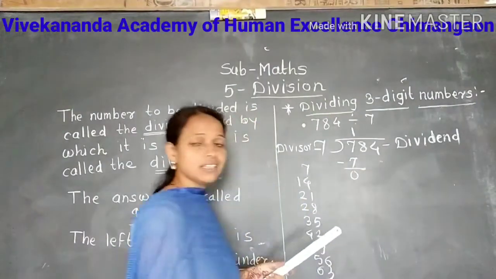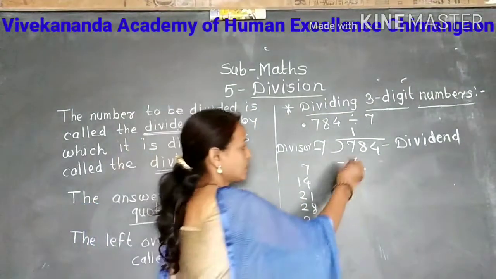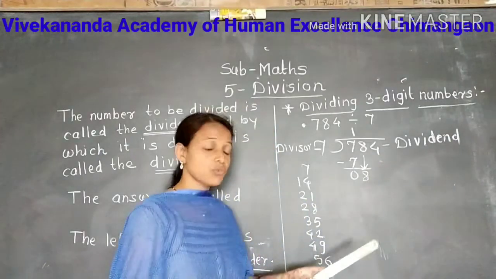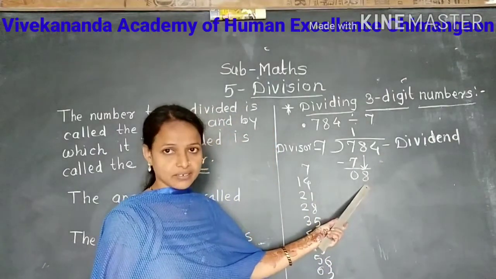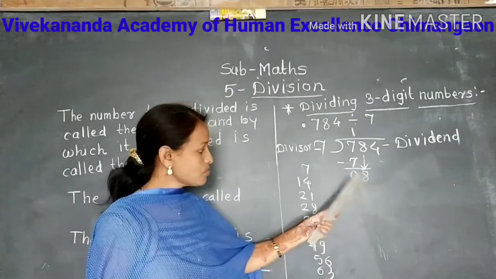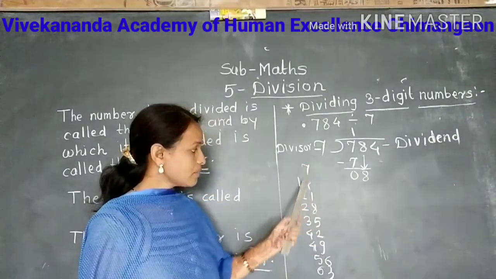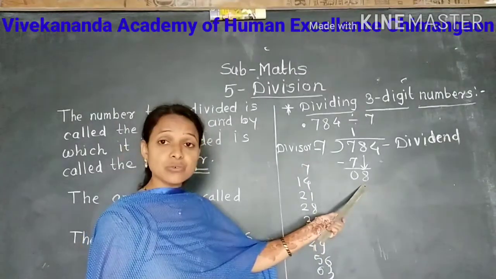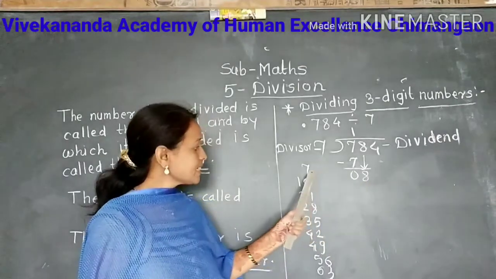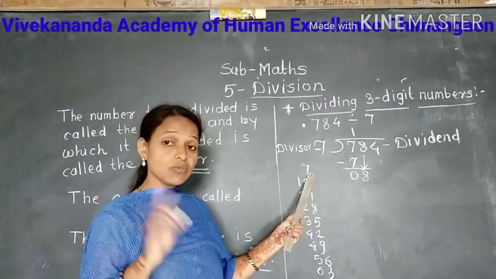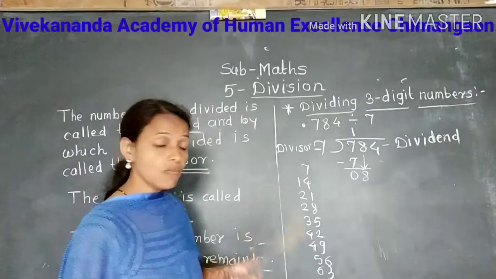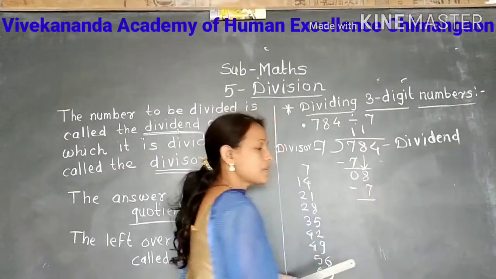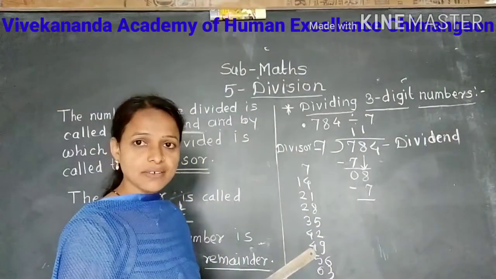Now the next digit is 8, so we will write 8 below. Now we have to divide the digit 8. But if you observe, 8 is not a multiple of 7. So we have to see less than 8. Less than 8 is 7. 7 ones are 7, so the quotient will become 1. Now subtract 7 from 8. 8 minus 7, 1.